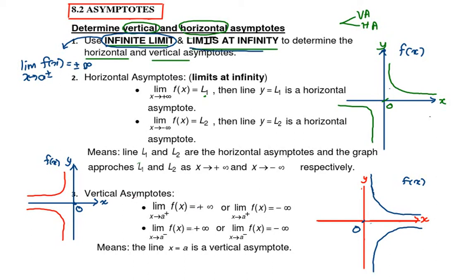Limits at infinity means the limit as x approaches positive or negative infinity of the function f(x) equals L. We are going to look at the horizontal asymptote, which comes from the limit at infinity.